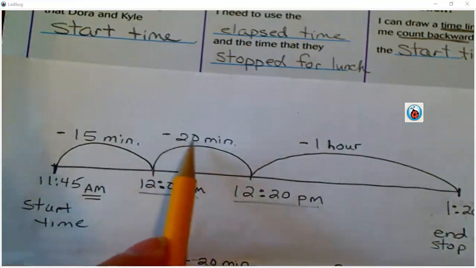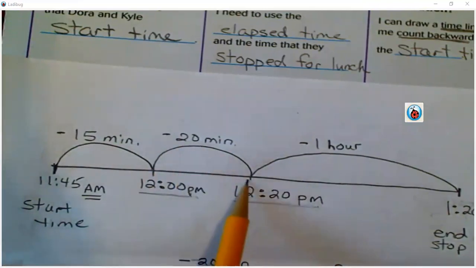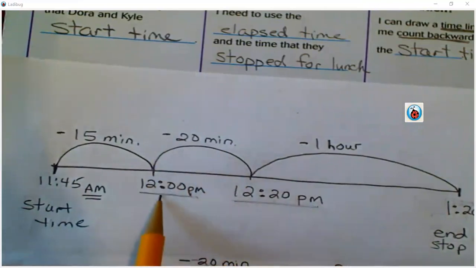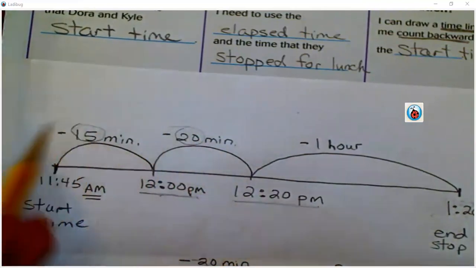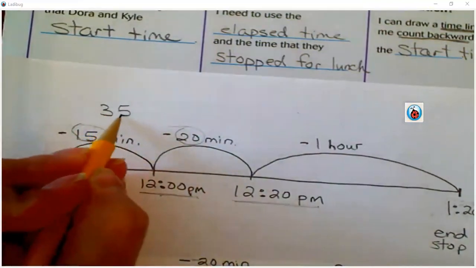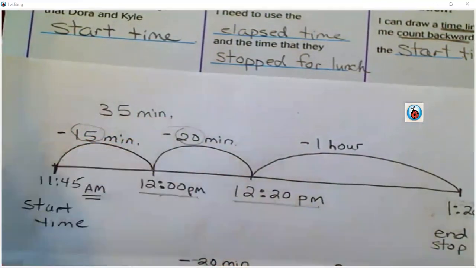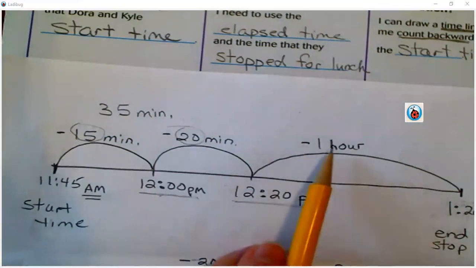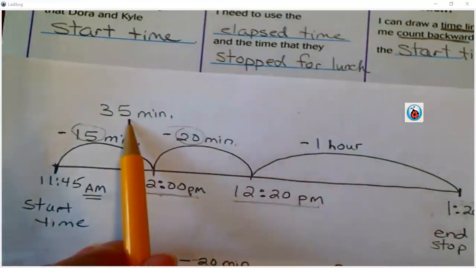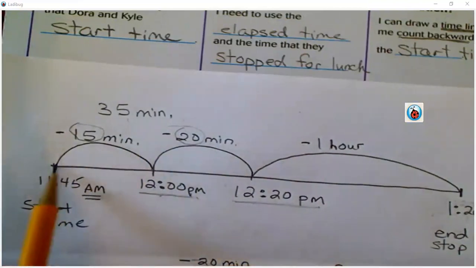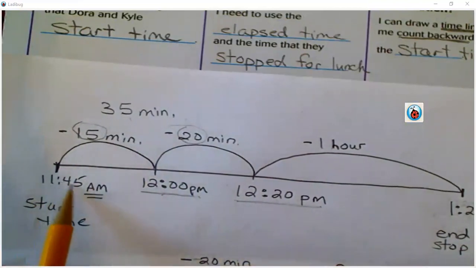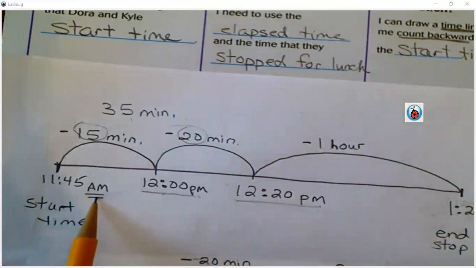So I subtracted 20 minutes. I went and jumped back 20 minutes, and I got to 12 noon. Those are easier, friendly numbers for my brain to work with. And then I had to go 15 minutes more because this 20 and this 15 would give me that total of 35 minutes. And we know, again, that they spent 1 hour and 35 minutes with their yard work. So from this 12 o'clock, I jump back 15 more minutes, and I end up at 11:45 a.m.